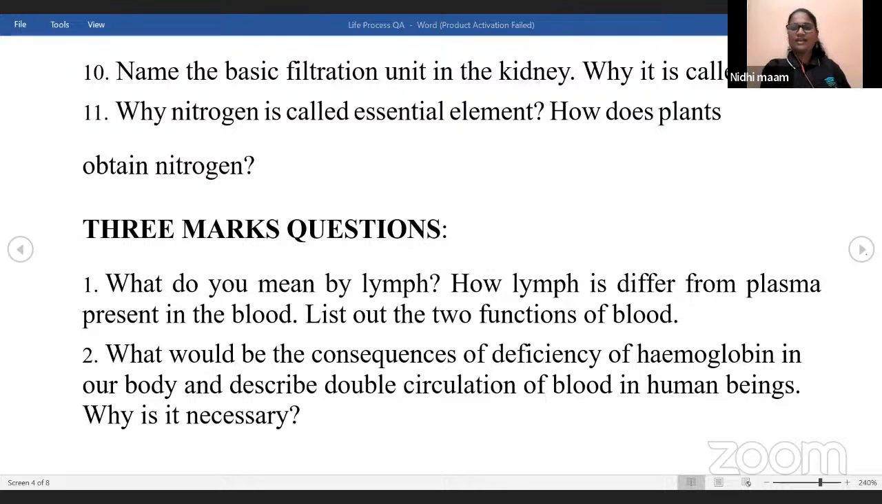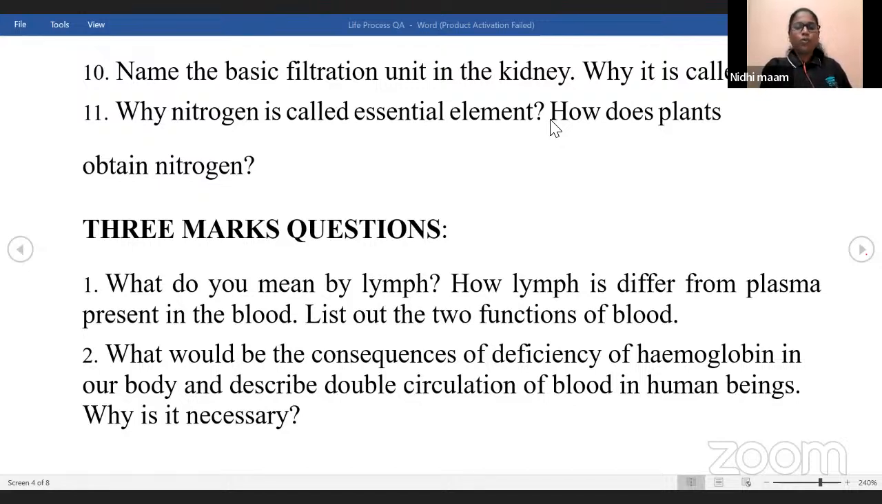Very good. It is a nephron, right? So why is it called so? Because it has the capacity to filter the blood. It filters the ions and the small molecules from the blood, and filters out the toxins or the wastes. That is why it is called a nephron.